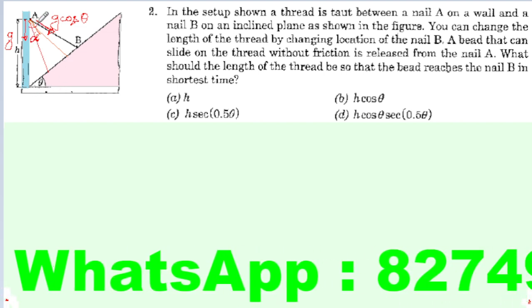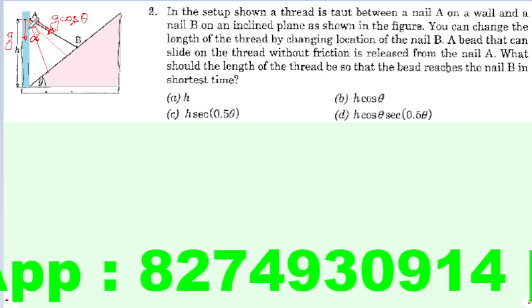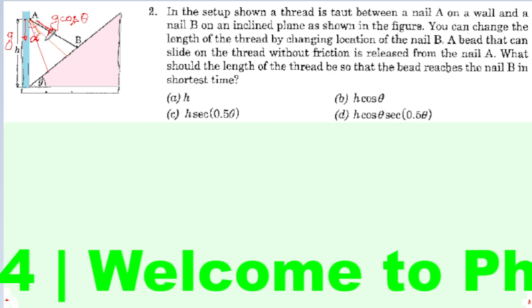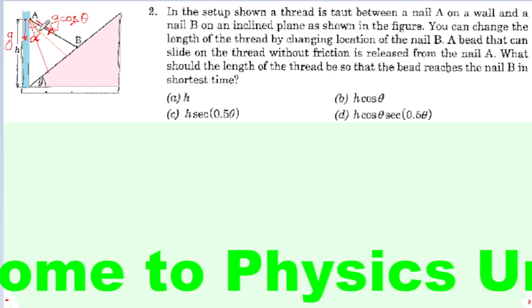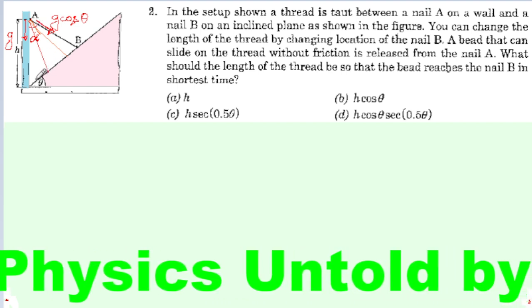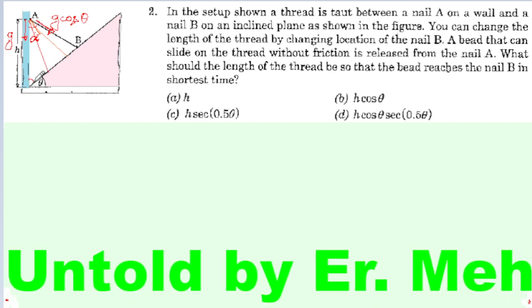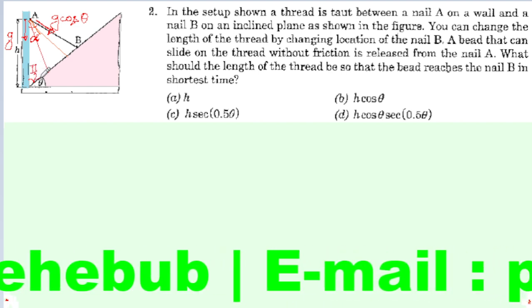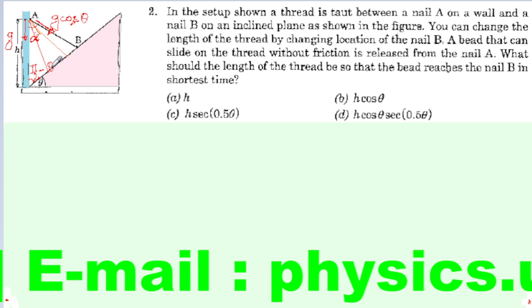Now let this be our angle alpha, which is the angle made between the wall and the rope or the string. So if this angle is equal to alpha and the angle of inclination is equal to theta, therefore this angle is equal to pi divided by 2. This angle is equal to pi divided by 2 minus theta.